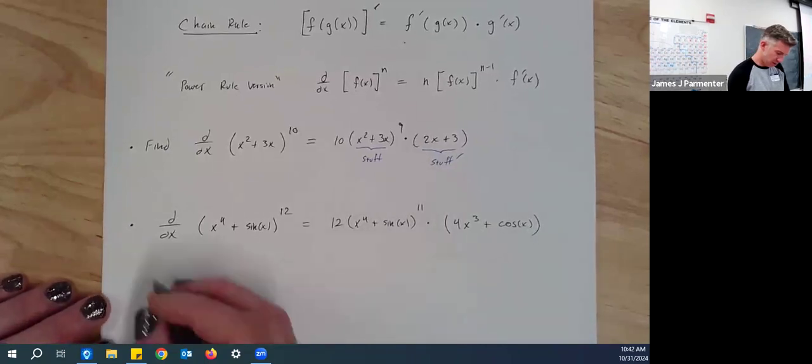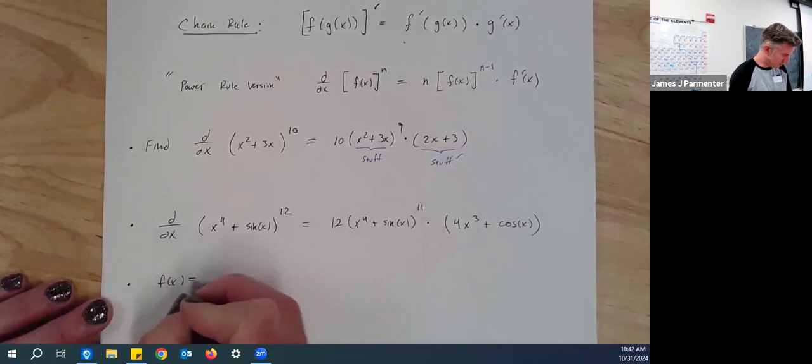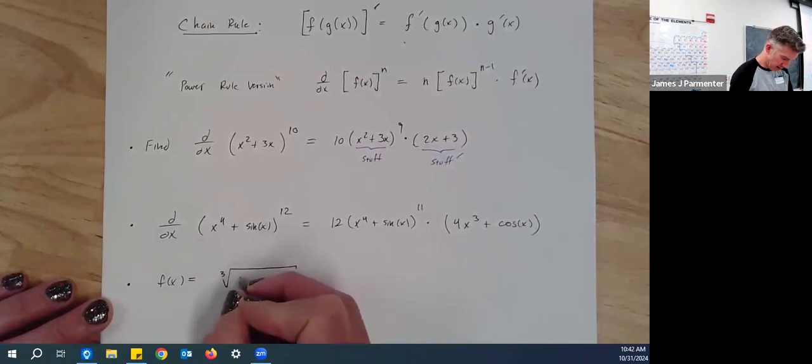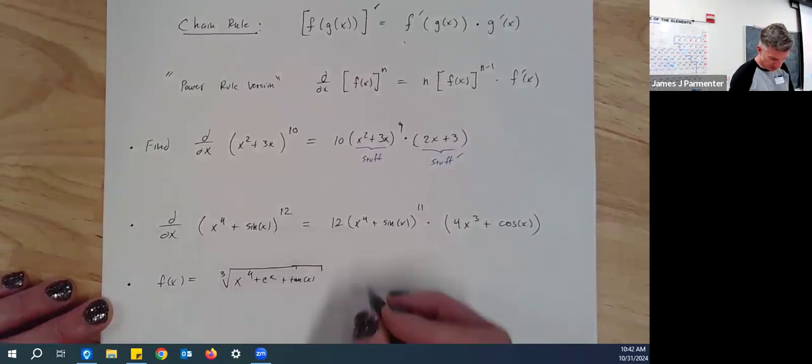So let's look at this one. For f of x equal to the cube root of x to the 4th plus e to the x plus tangent of x. Sorry. We want to find f prime of x.